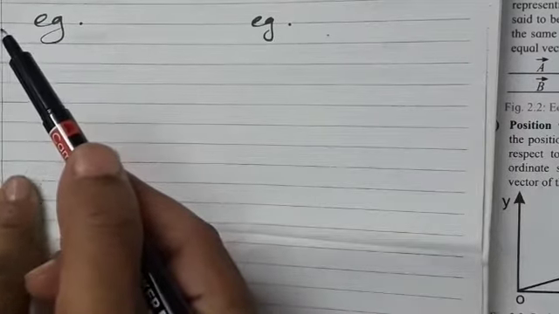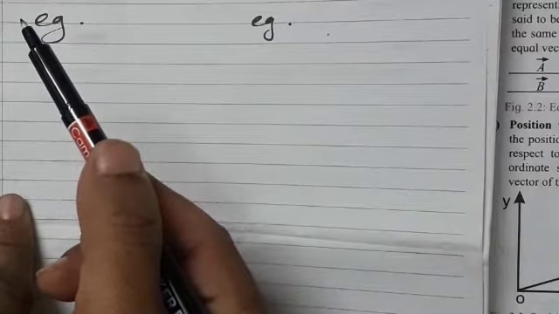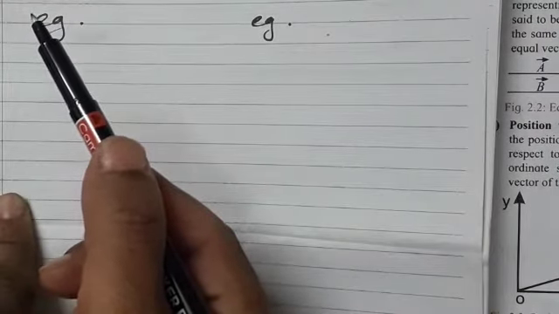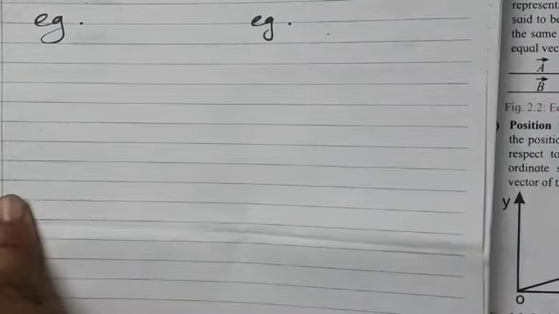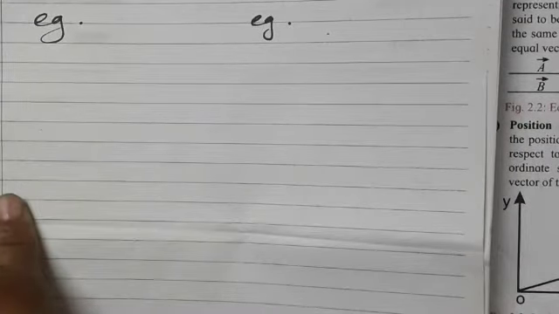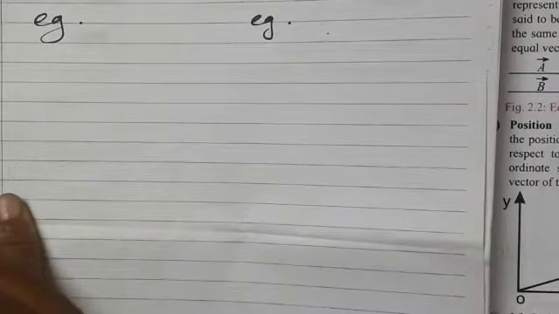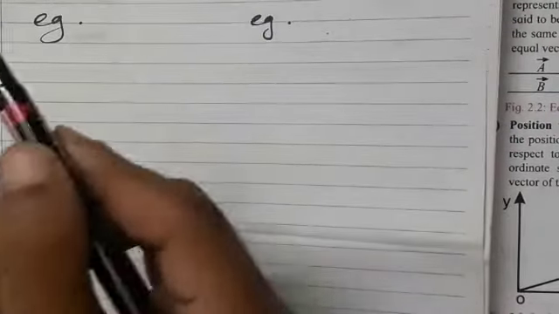Once again, remember that a scalar is a physical quantity which can be described by magnitude alone, known as a scalar or scalar quantity. For example, length, mass, time, etc. A vector is a physical quantity which can be described by magnitude as well as direction, known as a vector or vector quantity. For example, displacement, velocity, acceleration, force, etc. Now, this is the main distinction, that is the definition, between scalar and vector.